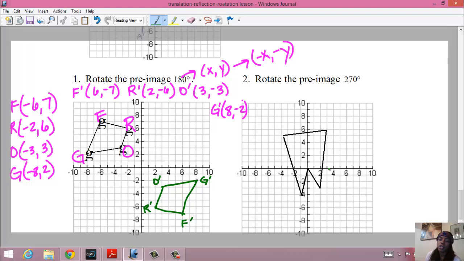I actually would like to see you do this one by yourself. You have the rule. Let's go ahead and label these points right now.